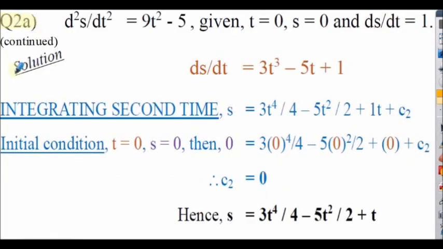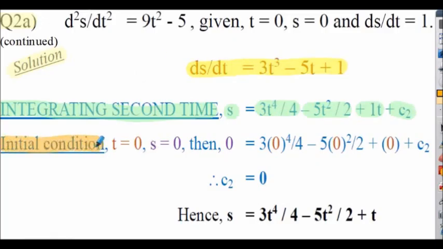Question 2a, solution continued. Just repeated this line from the previous slide for convenience. Now integrating the second time, left hand side we now have s, and again integrating with our standard forms ax to the n, we now have 3t to the 4 divided by 4 minus 5t squared divided by 2 plus 1t plus constant of integration c2.